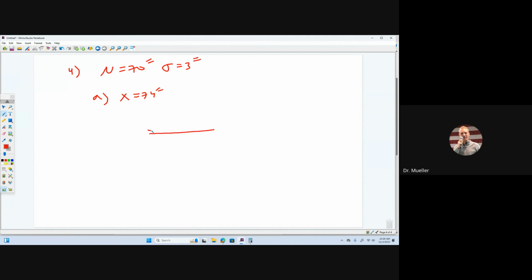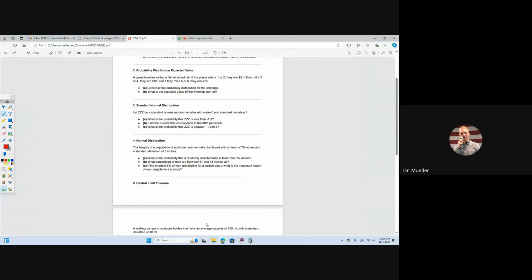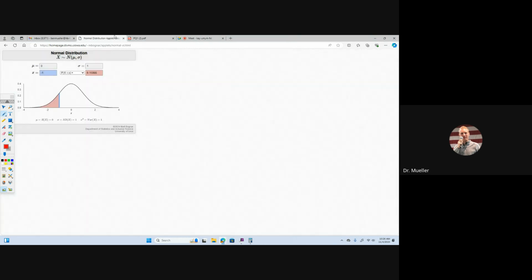So if we do that, there's our bell curve. Mean is 70, so 74 is going to be over here, and we want to calculate the probability that they're taller than 74. So go to our normal distribution calculator. We do have to change our mean to 70, standard deviation to 3. Our X value is 74. We want it to be greater than that, so that's 0.09.